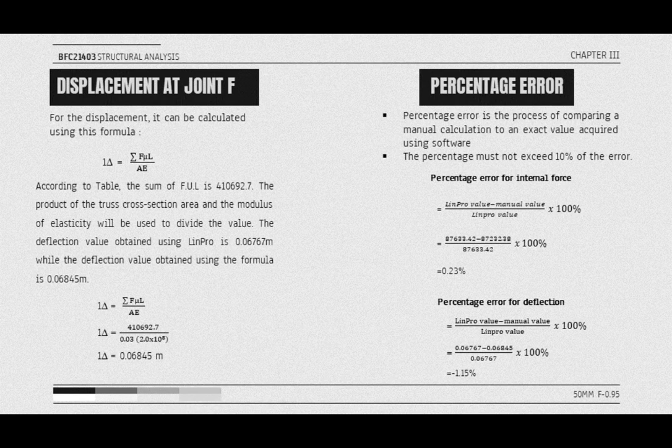Percentage error is the process of comparing a manual calculation to an exact value acquired using software. The percentage must not exceed 10% error. The percentage error for internal force for this project is 0.23%, while the percentage error for deflection is negative 1.15%.